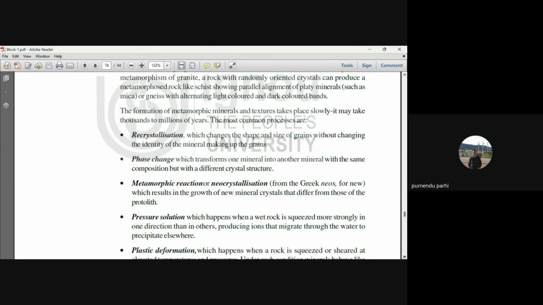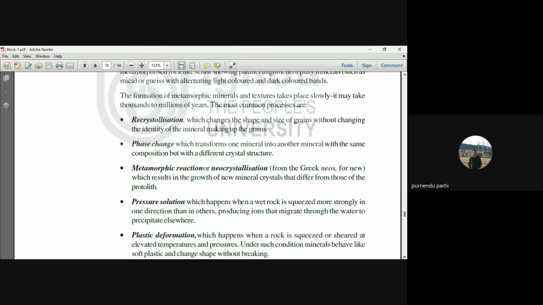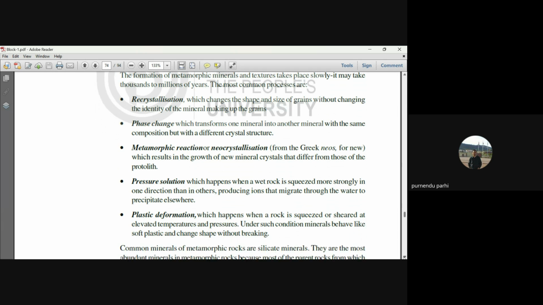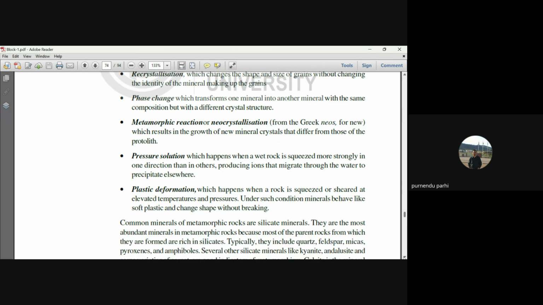The formation of metamorphic minerals and textures takes place slowly. It may take thousands or millions of years. The most common processes are recrystallization, phase change, metamorphic reaction or neocrystallization, pressure solution, plastic deformation.